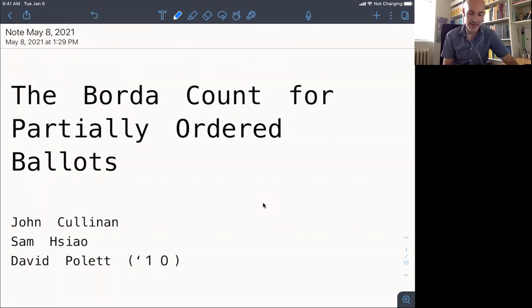I'm going to talk about a project that I did with two people. One is Sam Shao, who used to be in the math department at Bard, but who is no longer here. He's left academia at this point. And my senior project student, my senior thesis student, David Paulette from 2010.